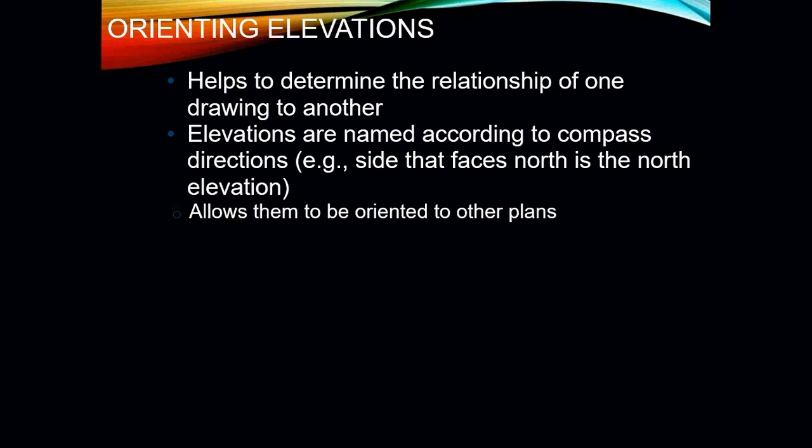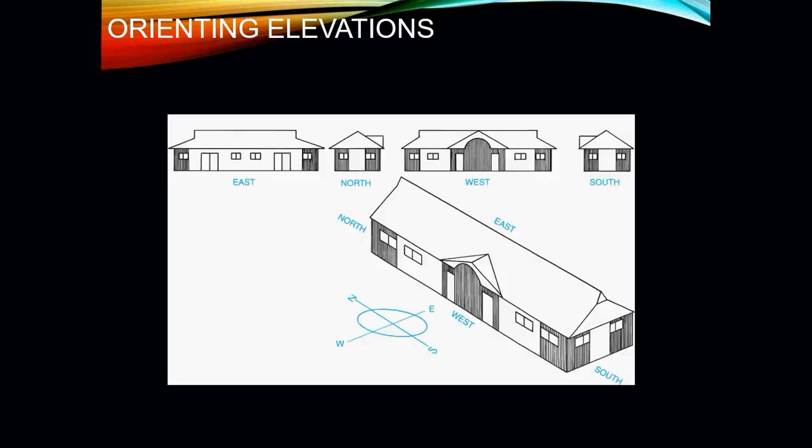Your elevations are named according to their compass direction. For example, a side that faces north is obviously our north elevation. If it's the south side, it's going to be the south elevation. East, west, northeast, southwest, you name it. This allows us to orientate ourselves with other plans that we are going to be using.